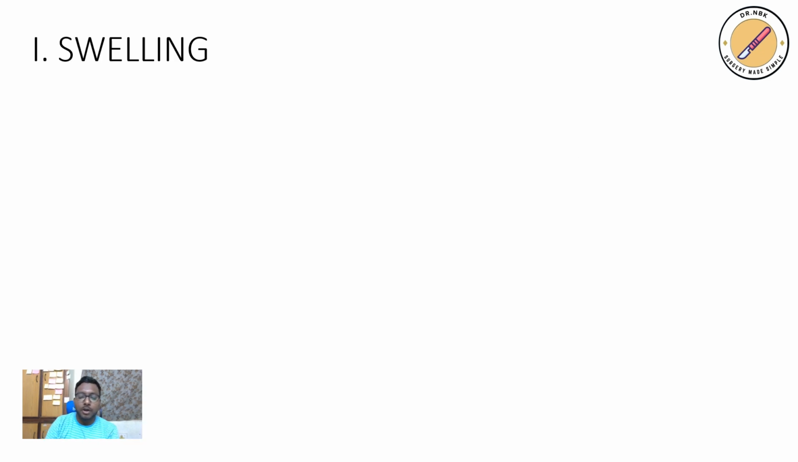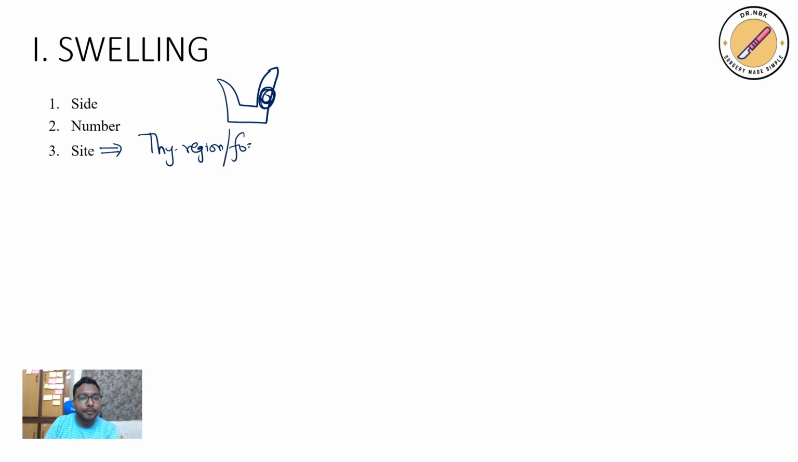Next. So coming to the swelling per se, what are all the findings that we should examine for? So the first one is side. So which side of the thyroid gland is enlarged? Especially in case of solitary thyroid nodule, you need to mention which lobe of the gland has been enlarged, and number of the swellings. Then site, where exactly within the thyroid gland, and not just in the thyroid gland, there is something called thyroid region, or which is also called thyroid fossa.